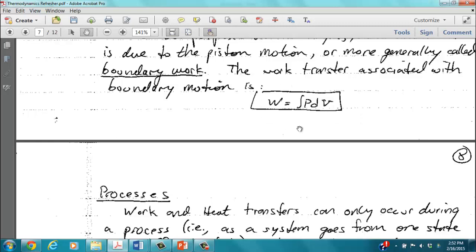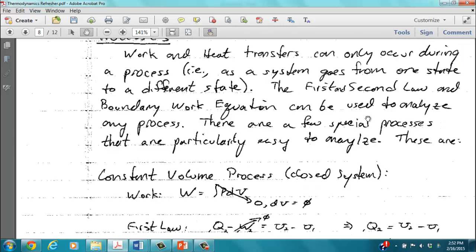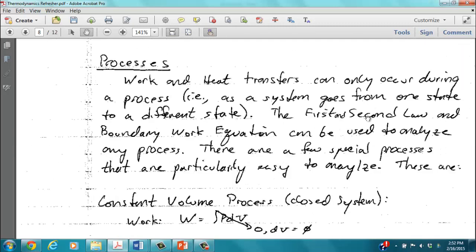Now we're going to evaluate this expression for a couple of different processes. If you remember, I said that work and heat transfer can only occur during a process, that is, as a system goes from one state to a different state. The first and second laws and the boundary work equations can be used to analyze any process. It doesn't matter if it's a reversible or an irreversible process. These first and second law equations and the boundary work equation, assuming that there is boundary work, can be used to analyze any of these processes.